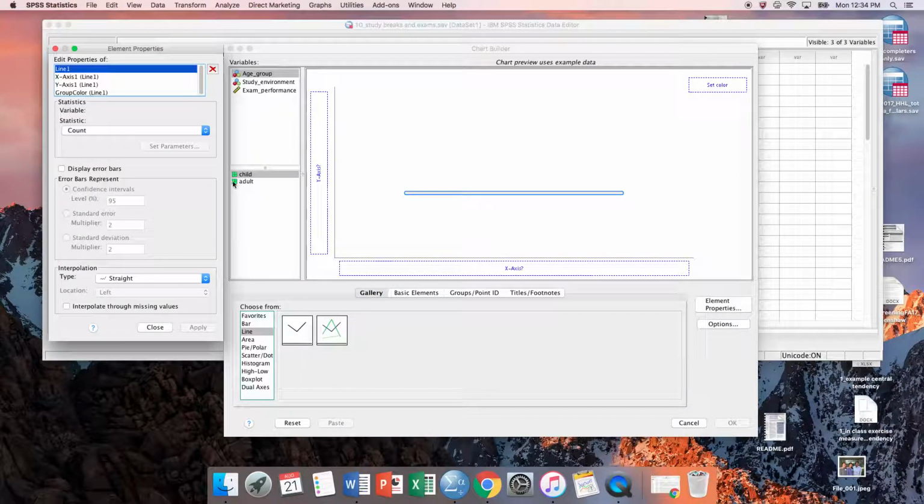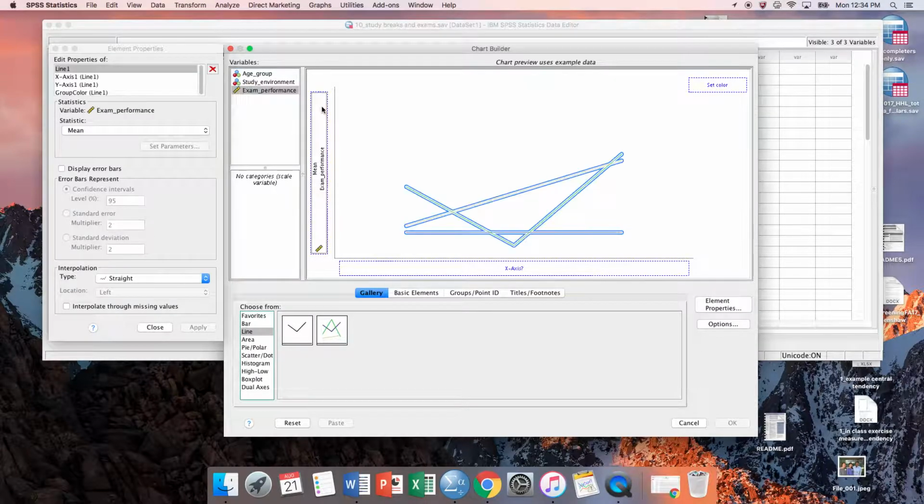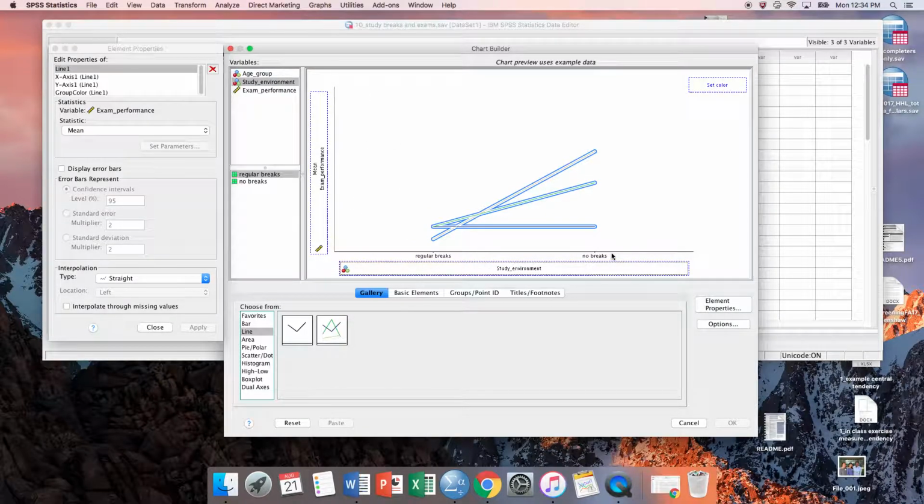All right, and now that I have my multiple line graph, I have to tell SPSS what I want to go where. So one thing I know is that exam performance is going to go on the y-axis. And then I have a choice of which variable goes on the x and which one is differentiated by different colored lines. So I'm going to go ahead and put study environment, which is breaks and no breaks, on the x-axis. It really probably doesn't matter which way you do it. One might just be more intuitive to interpret compared to another.